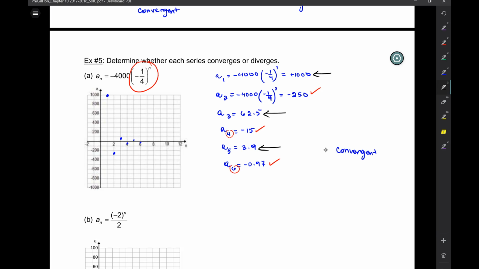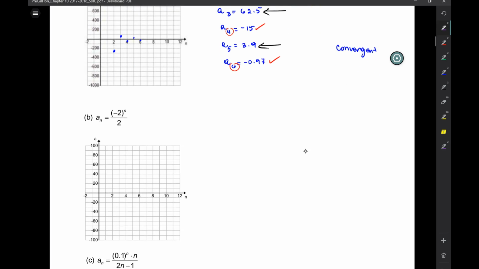We have negative 2 to the n over negative 2. And you generate your terms in the same way. And people ask me every single time, how do you know how many terms to do? You have to do at least 4. And then go up to however many it takes for you to figure it out. Okay? So in this case, I'm actually going to give you a couple more. So A1 is negative 2 to the 1 over 2. So that's negative 1.